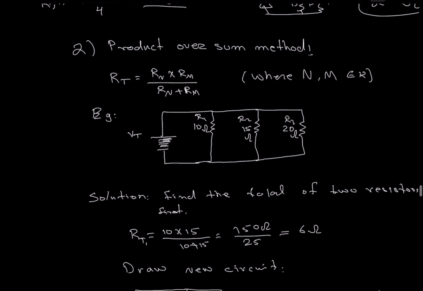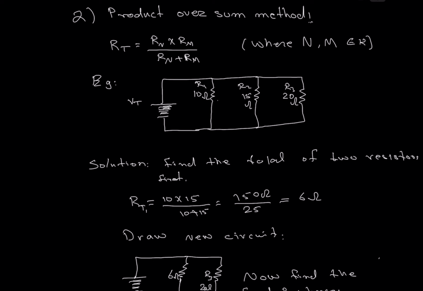The second method is the product over sum method. I use this method for having only 2 resistors, which is easy. But even if you have 3 or more, you can still solve the problem with it. How do you do it? You multiply the resistance Rn times Rm, where n and m are the resistor numbers, and divide by the same resistors, but added. Product over addition.